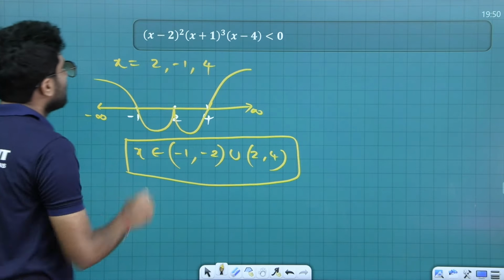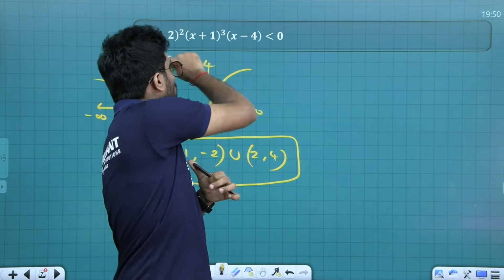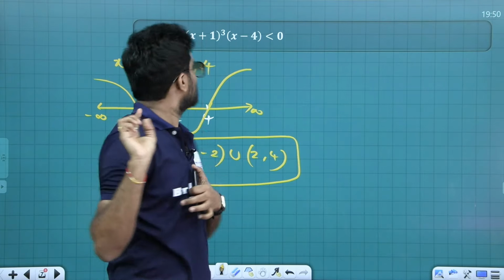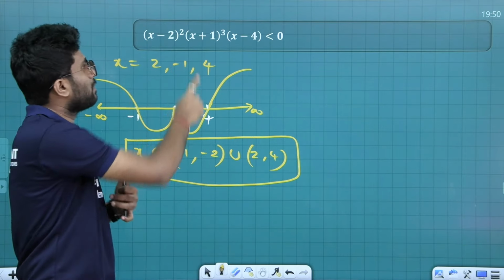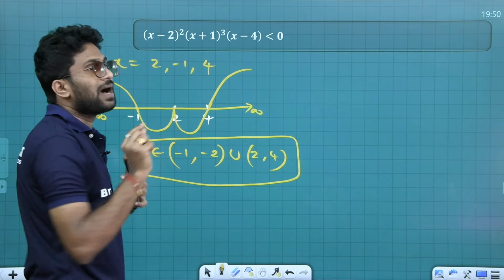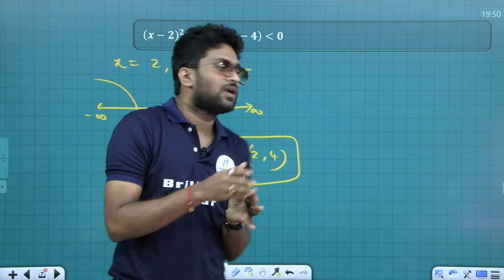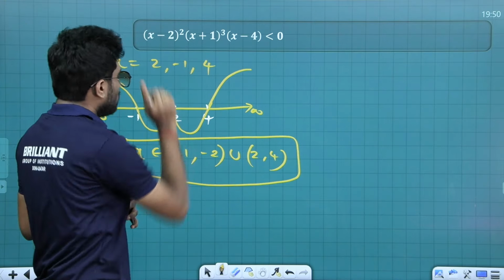That's it. Clear? Here see the most important thing, this particular function g of x is being splitted into 3 factors, x minus 2, x plus 1, x minus 4. The first factor raised to even power and the remaining 2 odd power. So that's the reason we have not changed the path of the particular wavy curve when we came across x is equals to 2. Clear?